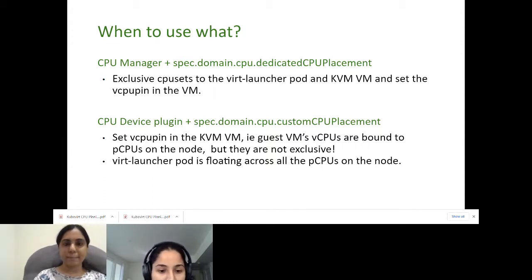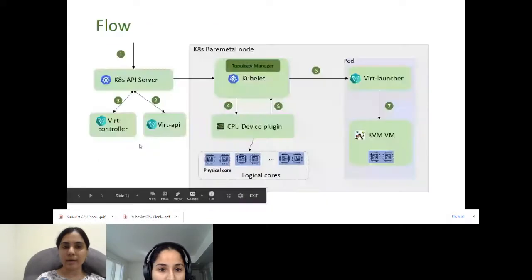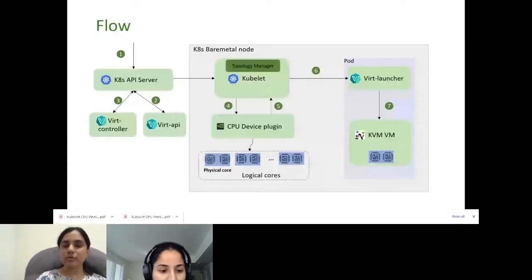Thanks, Tanya. So this is the control flow of what happens when there's a VMI request with custom CPU placement set to true. The request first hits the API server, and then it goes to the Virt API, which is going to validate the request and choose whether to admit it or reject it. So if it passes all the checks that we were talking about earlier, the request is admitted.